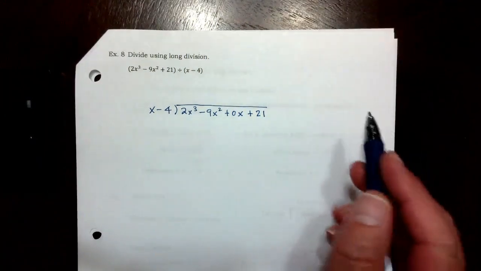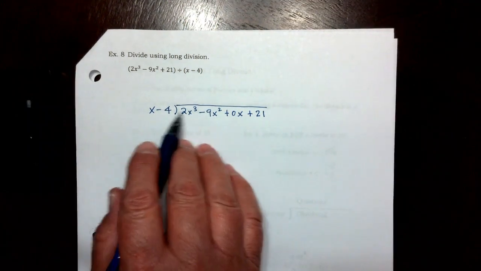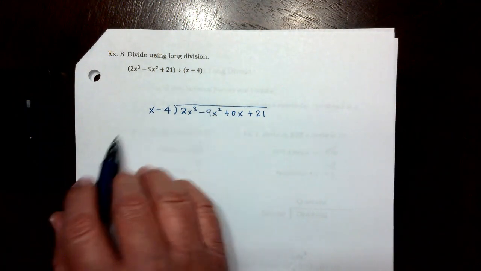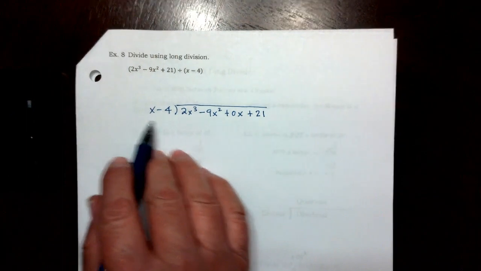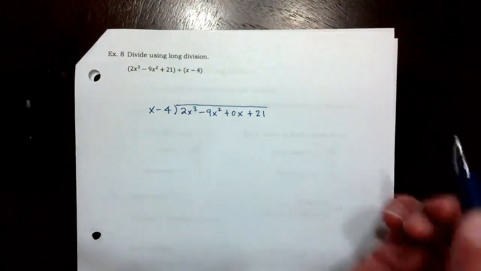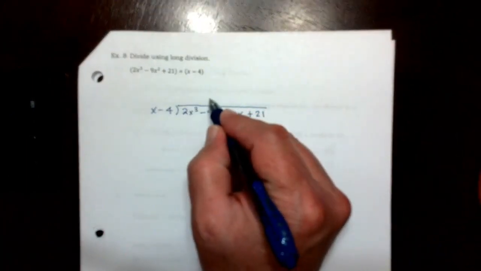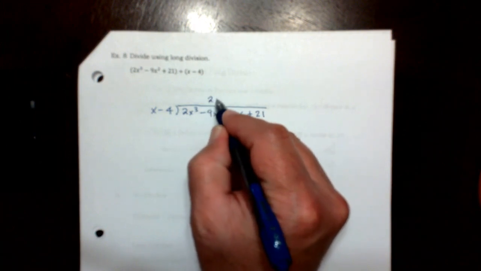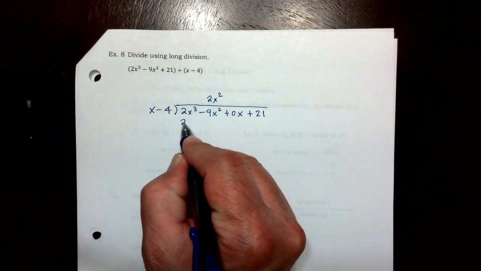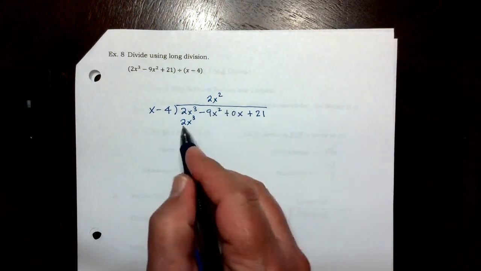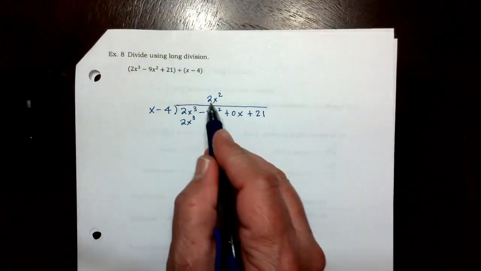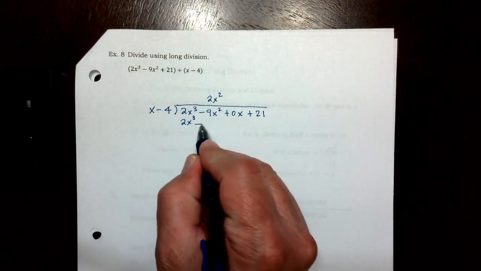Now what we're going to do here is try to match the front term with the front term by multiplying up here. So what do you have to multiply x by to make it look like this? And the answer is 2x squared, so I'm going to put 2x squared in there. All right, 2x squared times x gives 2x cubed. That's the first station. You want that to match. Then 2x squared times negative 4.